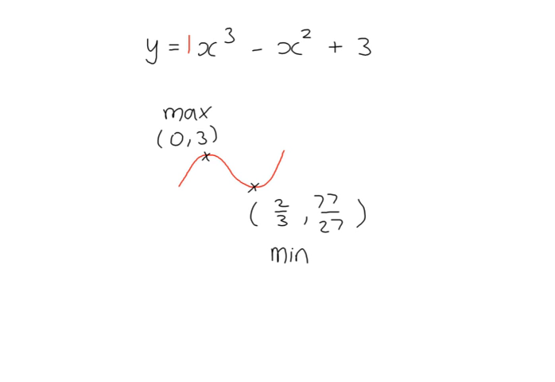Now once you've worked out the coordinates for the stationary points, typically you have to state whether the points are maximum points or minimum points. And there is an alternative method to what I've shown you here to show whether something's a maximum or a minimum point, and it involves differentiating twice or working out the second derivative.